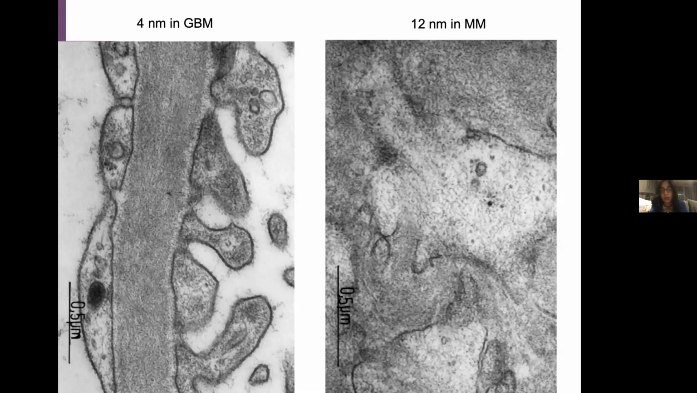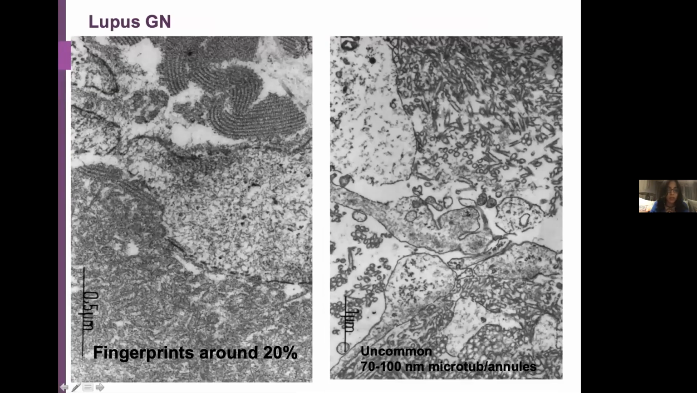And this is also what you see in diabetes. So this is your normal glomerulus. Your normal glomerulus has fibrils in the glomerular basement membrane and has fibrils in the mesangial matrix with very much variation in size. Lupus. When you read about lupus, it tells you that it's characteristic and diagnostic for lupus when you find fingerprints.